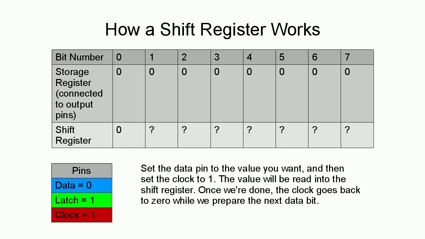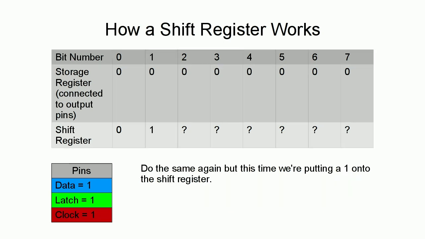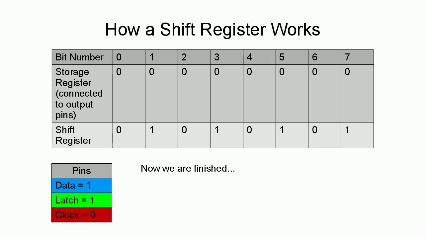And then to write data on, we basically put the bit that we want on the data pin, and then set the clock to 1, and then that data will be in the shift register, and you keep doing that and so on until your shift register's full and you've written all 8 bits.